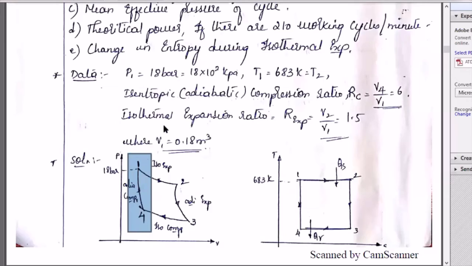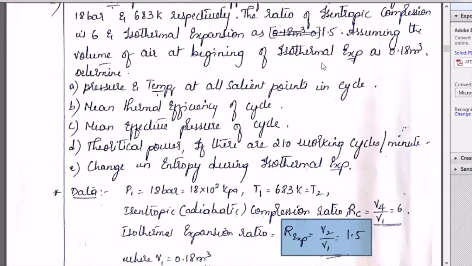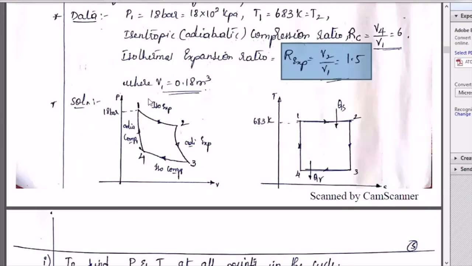You can observe here also the isothermal expansion ratio. Isothermal expansion goes from 1 to 2. So in 1 to 2, which volume is more? The second volume is more compared to the first volume. So that's why I write V2 by V1 is equal to 1.5. Next, given in the problem, the volume of the air at the beginning of isothermal expansion is 0.18 meter cube. The beginning of the isothermal expansion is V1. Therefore, the V1 value is 0.18 meter cube.